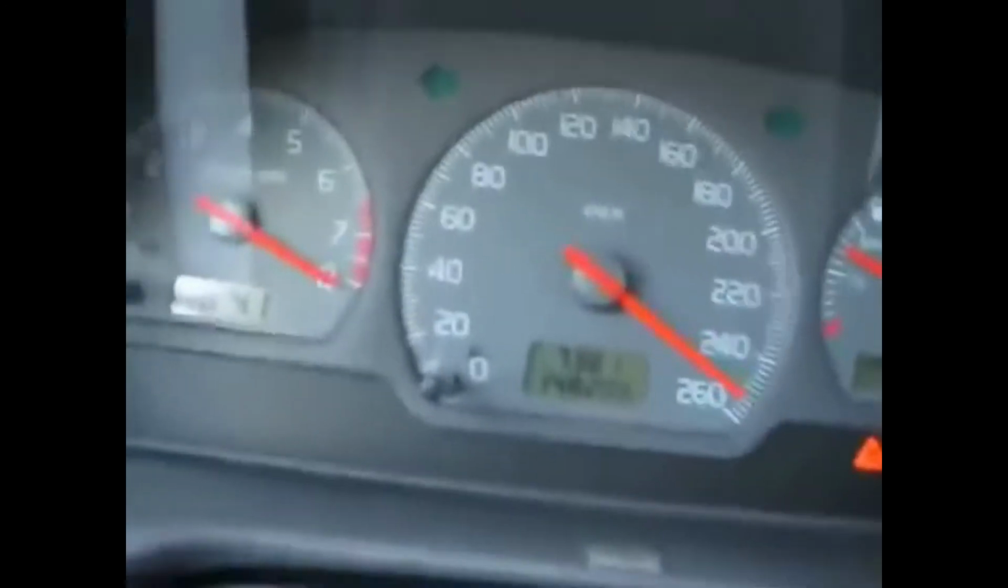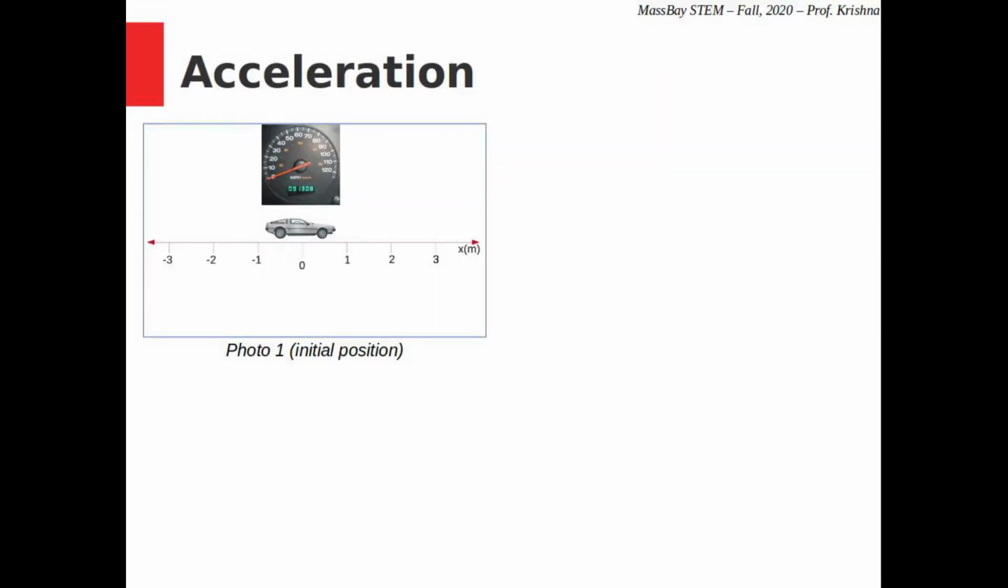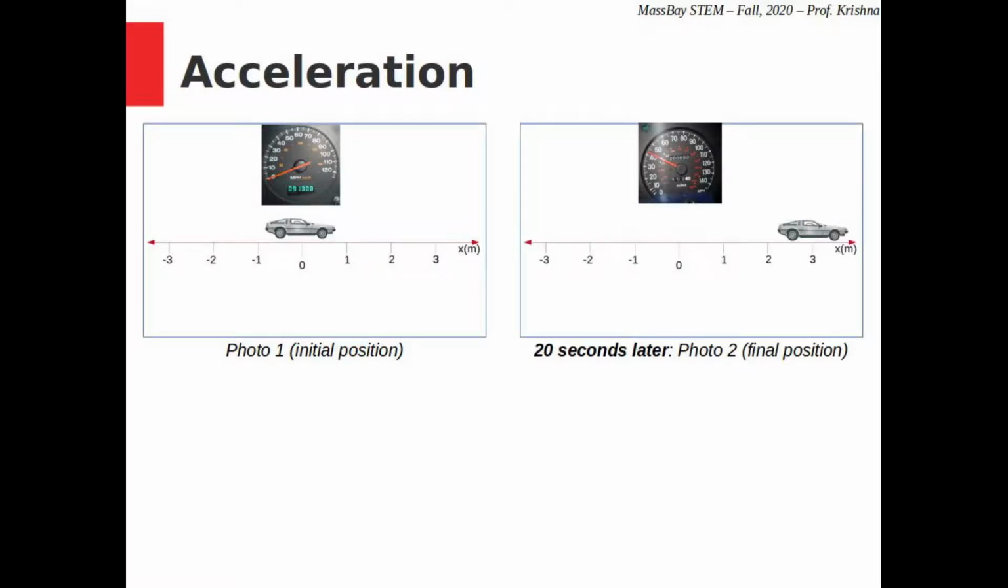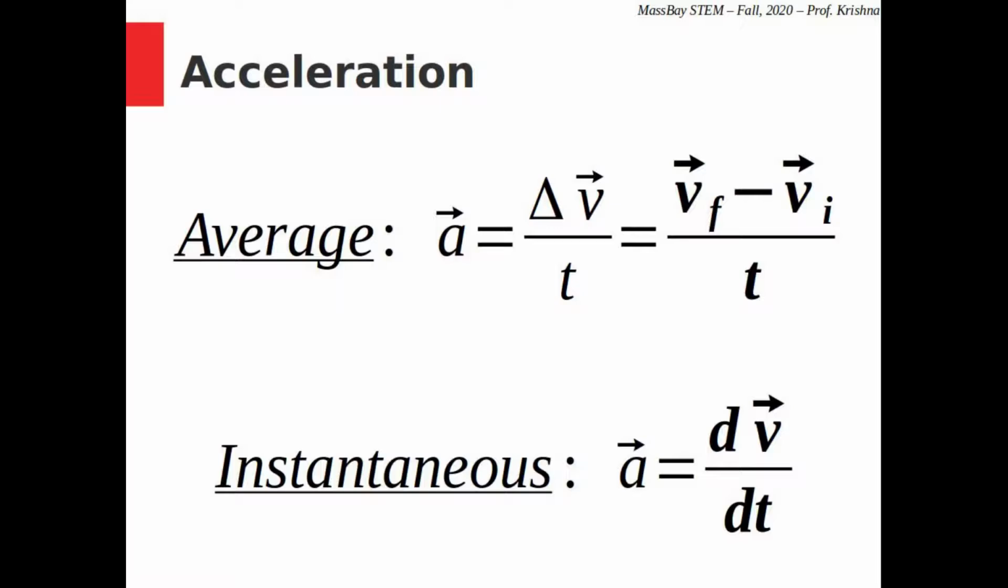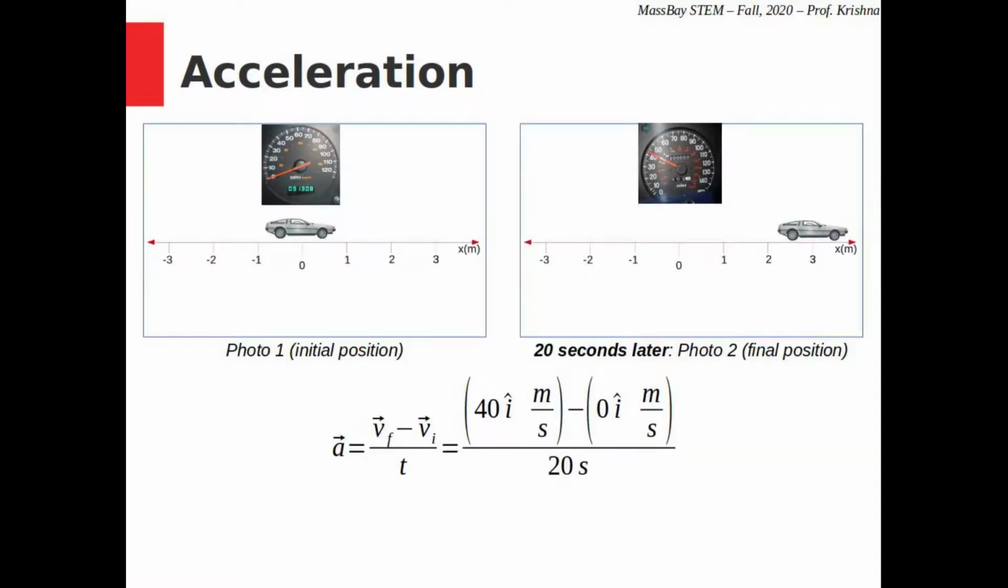The rate of change of velocity is called acceleration. We can calculate it like this. Take a photo of the speedometer in your car. Then, after some time has elapsed, take a second photo. Take the difference in the two velocities, v final minus v initial, and divide by time. That's acceleration.